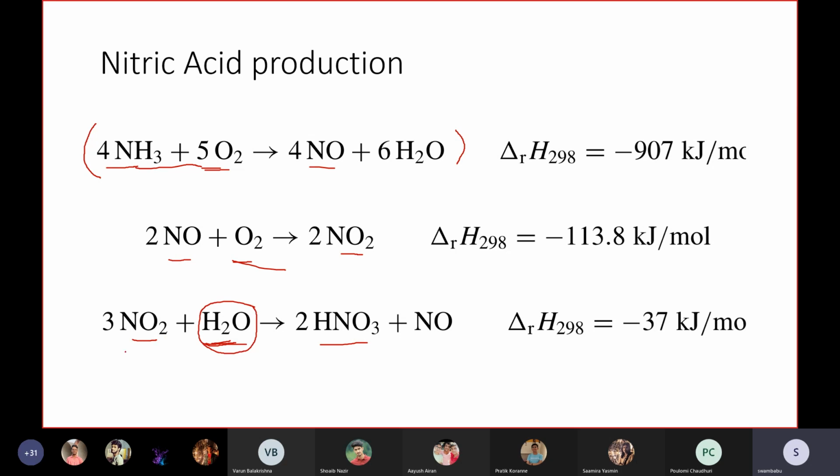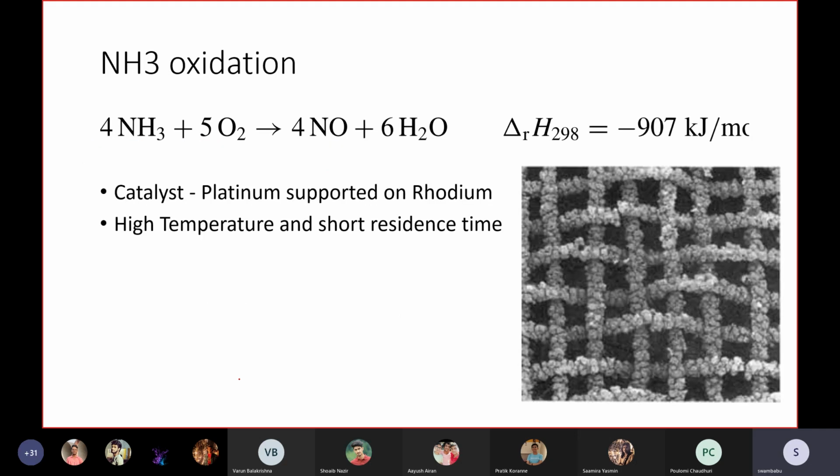Whenever we have water as one reactant, that reaction can always be done in a simple absorption column. So let's see what is the way we can get nitric oxide rather than nitrogen. If you use a platinum catalyst, the ammonia oxidizes into nitric oxide. If you don't use a platinum catalyst, it is going to form nitrogen and H2. Just that is the important difference.